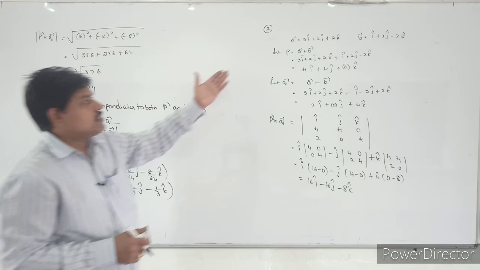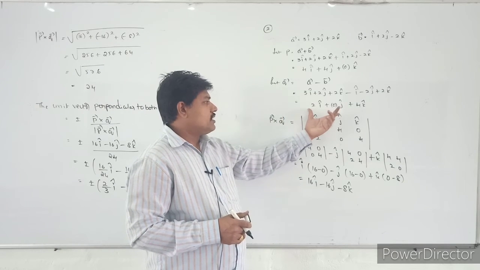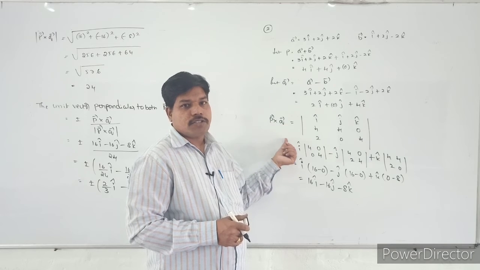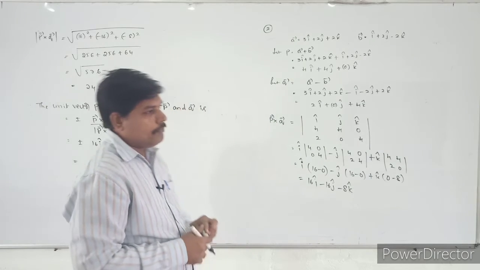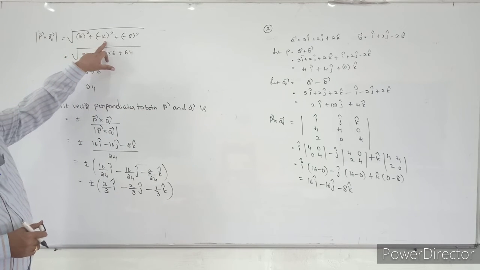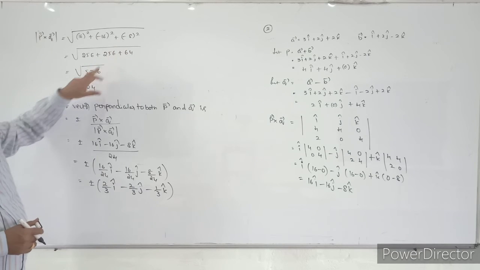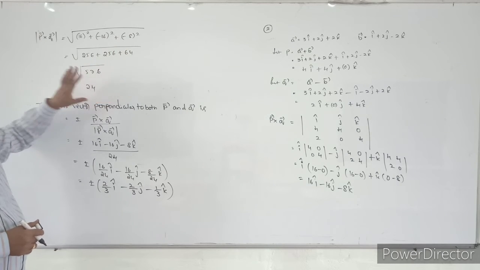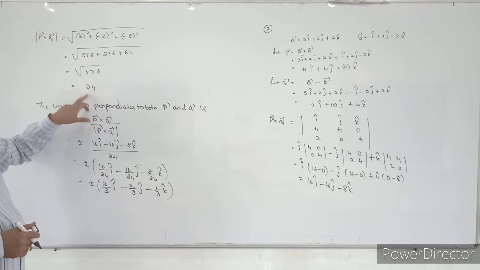So first calculate the vector P, a plus b, and next the vector Q, a minus b. So that is this vector. Next calculate P bar cross Q bar. So 16i minus 16j minus 8k. Next calculate the magnitude. Mod P bar cross Q bar is equal to root of 16 squared plus 16 squared plus 8 squared, 256 plus 256 plus 64. So that is nothing but 576, which is root of 24 squared. So the square and the root will be cancelled, and you will get 24.